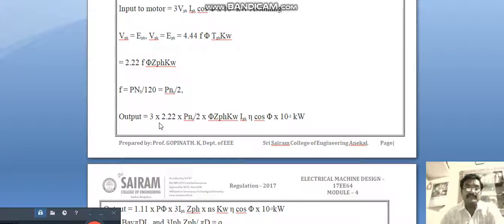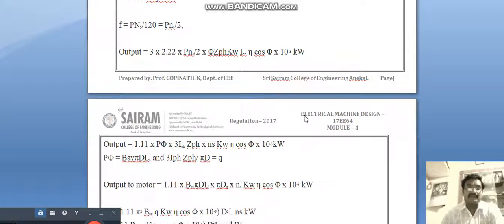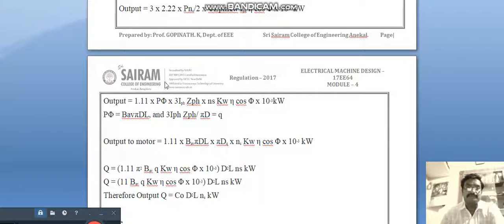So in the output equation, 3 into 2.22, and instead of f we substitute P ns by 2, then phi, Z phase, Kw, I phase, efficiency eta, cos phi into 10 to the power of minus 3 kilowatt. If you multiply this out, we get the output equal to 1.11 P phi into 3 I phase Z phase into small ns Kw efficiency eta cos phi into 10 to the power of minus 3 kilowatt.